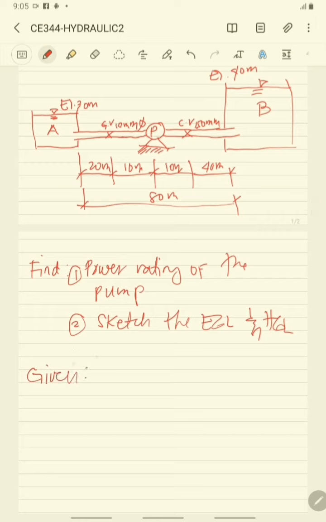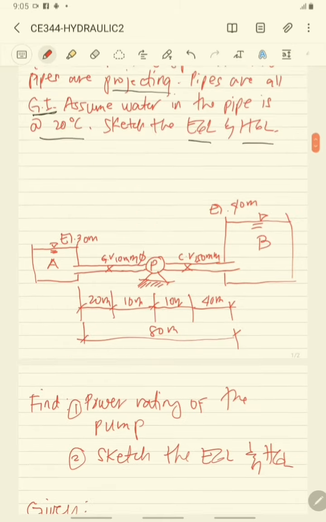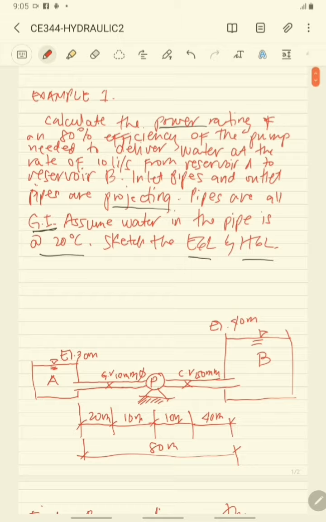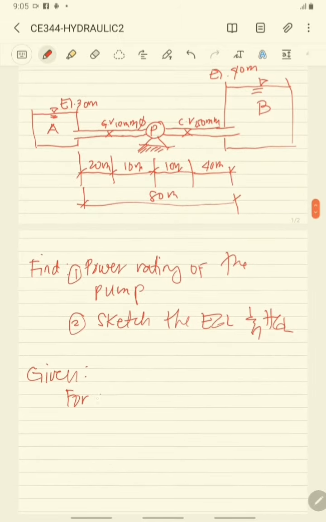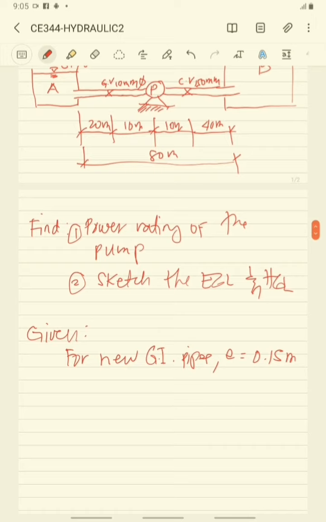For the given, we know that the type of material is GI pipe. From that information, we have to refer to the table for the relative roughness of a GI pipe, because we need the relative roughness to get the friction factor. The friction factor is used in determining the head loss of the pipe using the Darcy-Weisbach equation. From the table, that is 0.15.